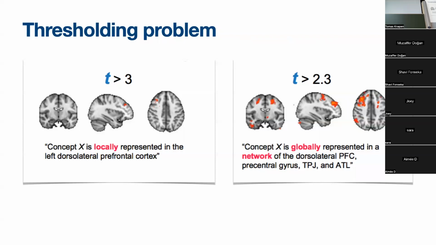And in the rest of the lectures we'll go into other ways in which we might be able to better understand how the brain gives rise to the mind using fMRI. The problem that I'm first going to talk about here is what is referred to as the thresholding problem.